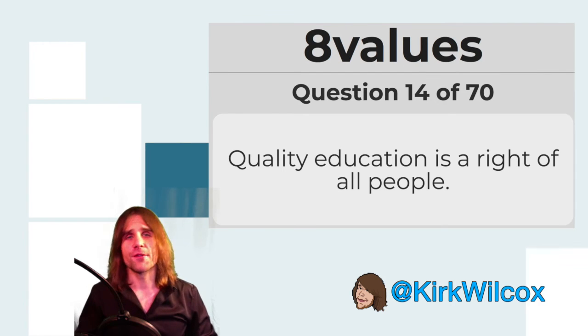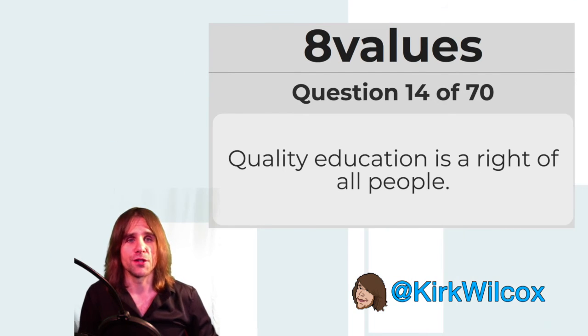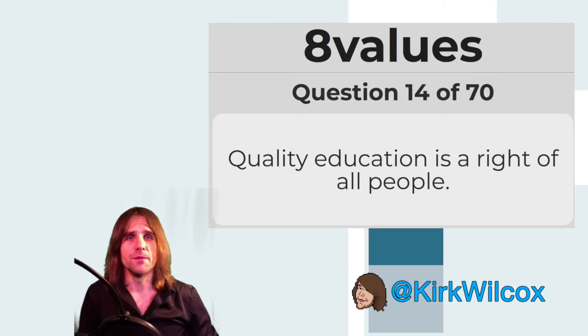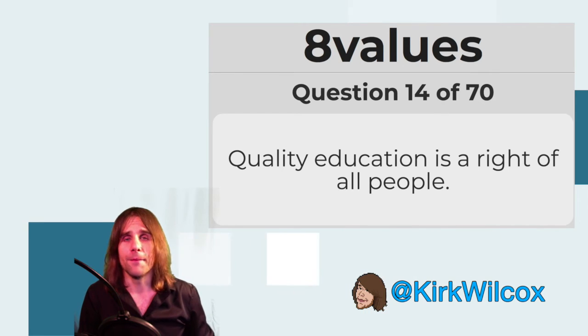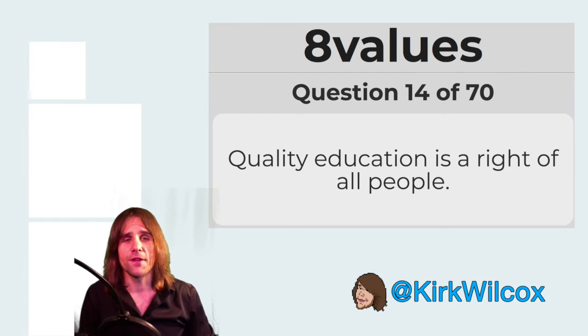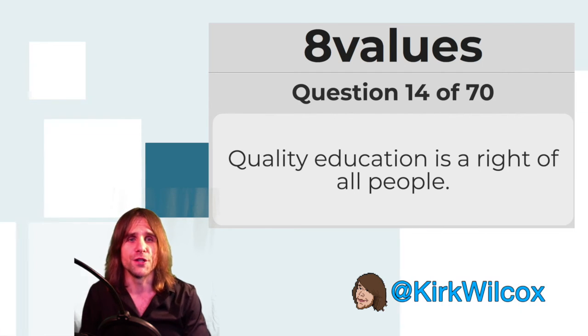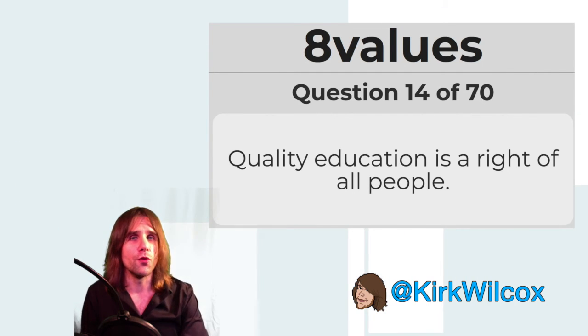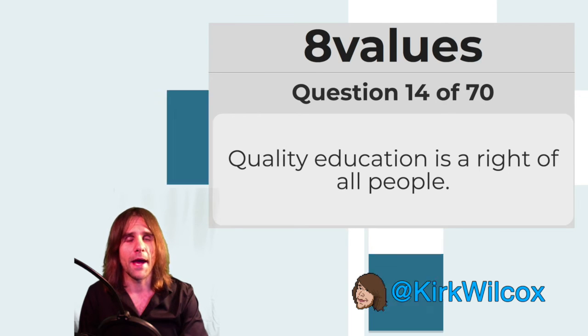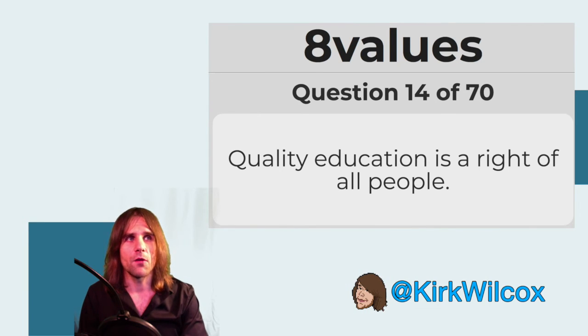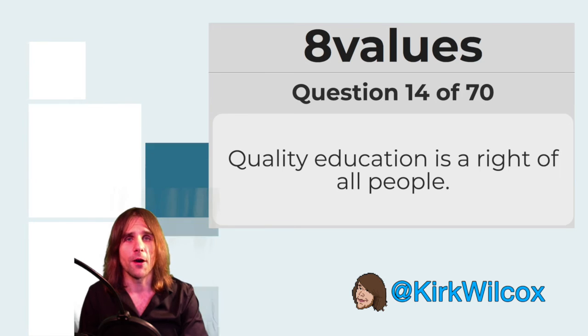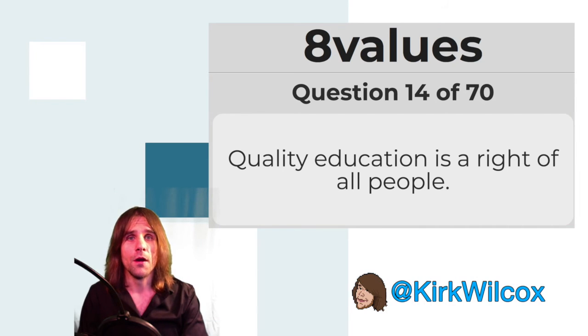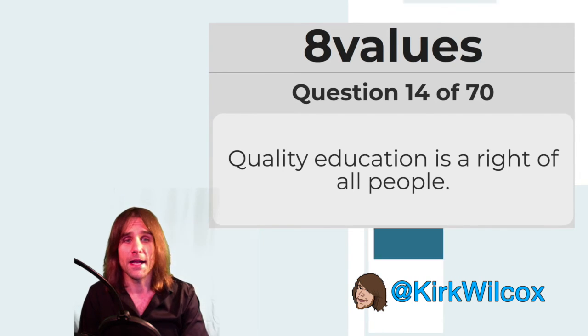Quality education is a right of all people. So let's take this premise to its logical conclusion. Having quality education means you have a right to information. So if we take this to its extreme logical conclusion, you should be able to go to any Barnes & Noble, any bookstore, and take whatever books you want off the shelf without paying for it because, after all, you have a right to an education.